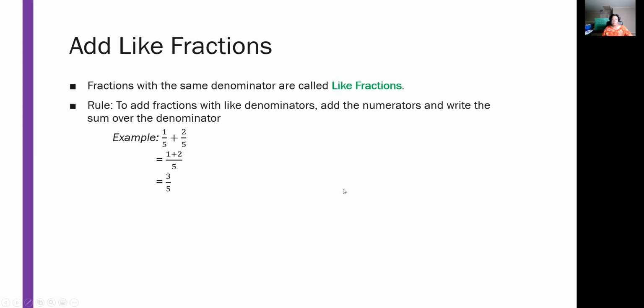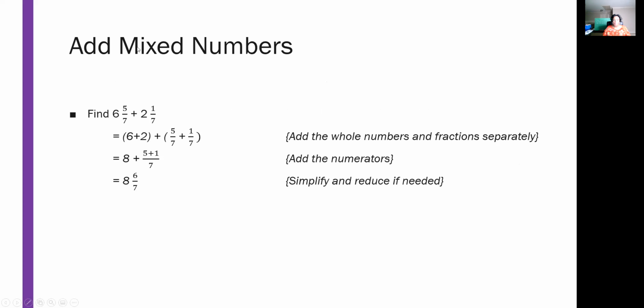So right here's an example: 1/5 plus 2/5. Since they have like denominators, we remember we add the numerators, 1 plus 2, over 5, and you get 3/5, right? Very simple, just very simple to remember, okay?